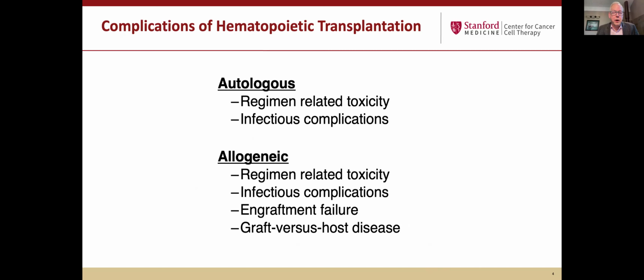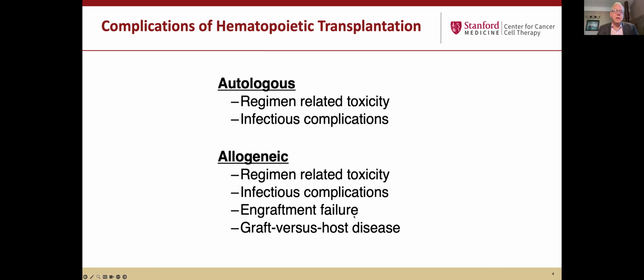High dose chemotherapy with stem cell rescue. The problem there is you give a lot of chemotherapy at high levels and it can damage the heart, the lungs, the tissues of the body. So toxicity, and then you have to rebuild the immune system. So infectious complications.